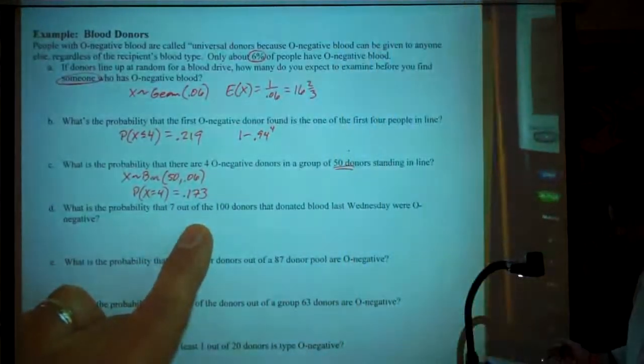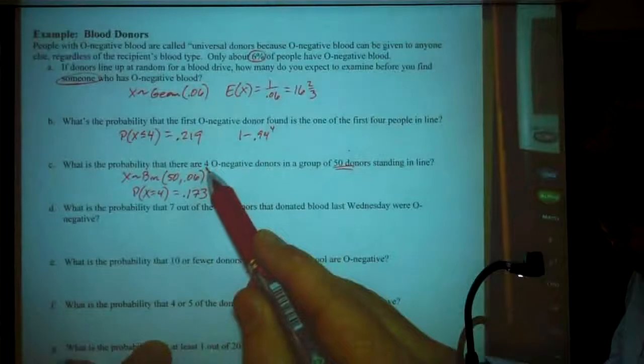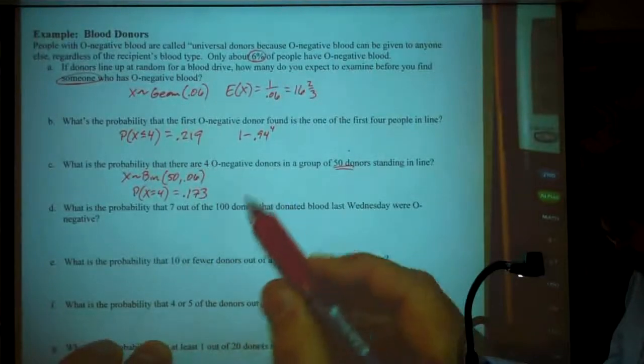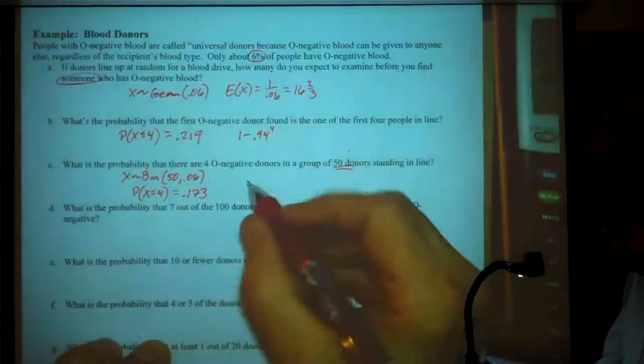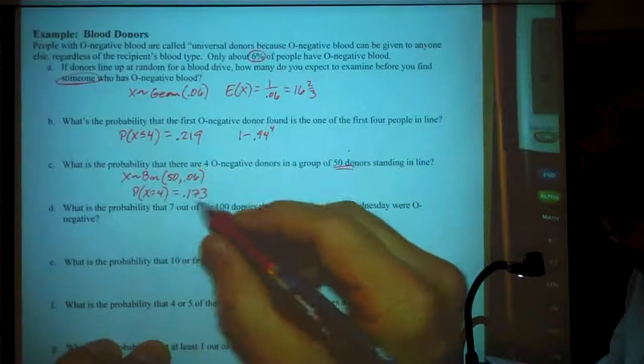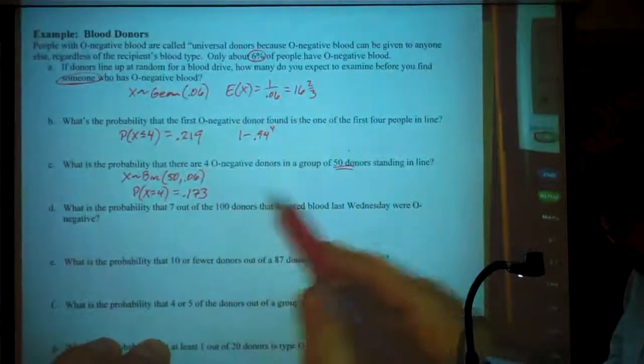Okay? Now, one might have read that as at least 4 O-negative donors, and if that's the case, then I would have to find the probability that there's 3 or fewer using the binomial CDF, and then do 1 minus that. Okay?